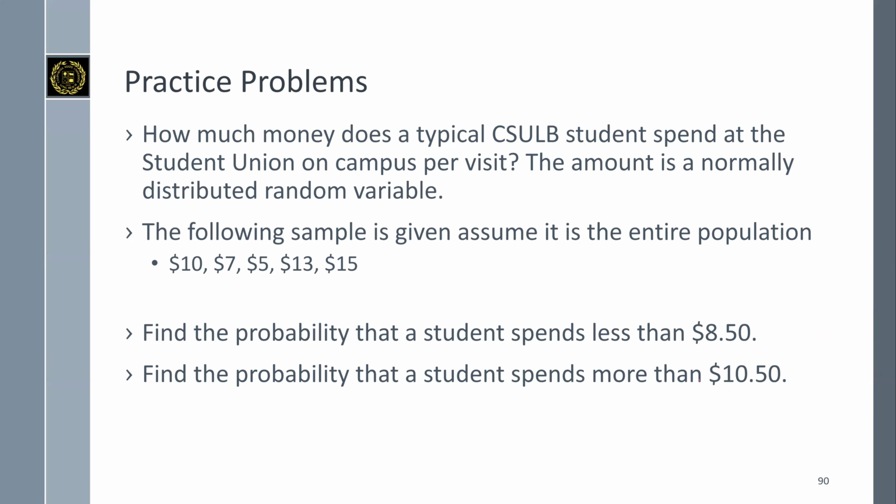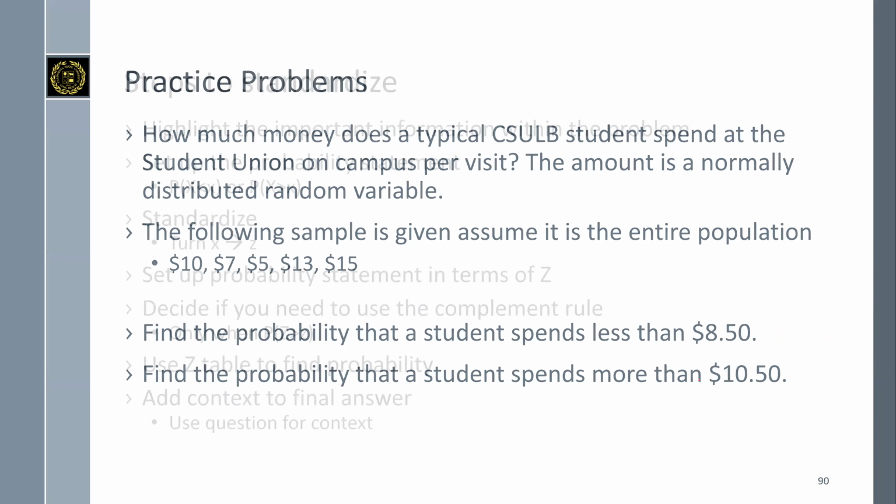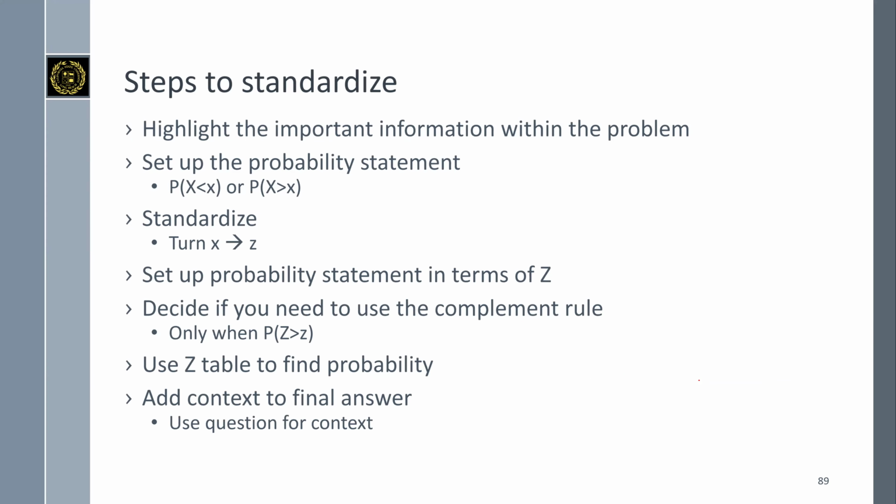All right, so I'm just going to flash the steps. These are steps that you should have pulled up somewhere. This should be on your cheat sheet for the upcoming exam. It's going to help you on exam 1, exam 2, and the final. But highlight the important information, set up the probability statement, standardize probability statement in terms of Z, decide if you need to use a complement rule, find the probability, add context to the problem.